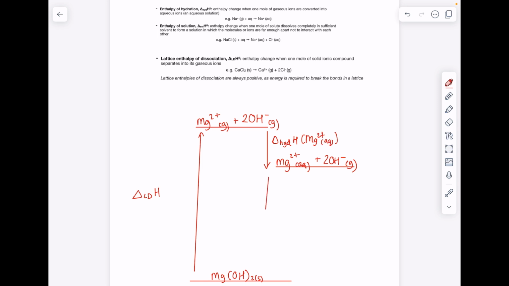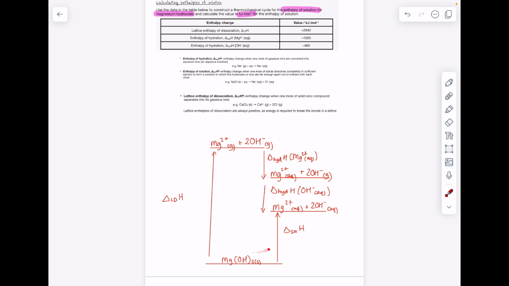Let's get our hydroxide ions into aqueous solution. Label that line. And then our final step is to go from aqueous ions to the solid. Check your definitions again. Enthalpy of solution is the enthalpy change when 1 mole of a solute dissolves completely in sufficient solvent to form a solution in which the molecules or ions are far enough apart to not interact with each other. In other words, you have dissolved the solid, and that's why this particular arrow will go in this direction, showing that that solid has been dissolved.